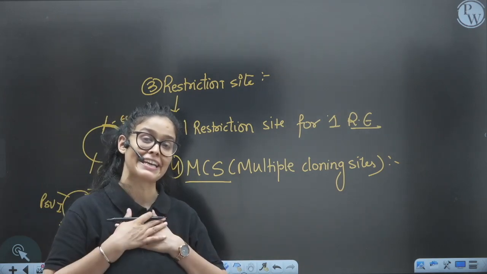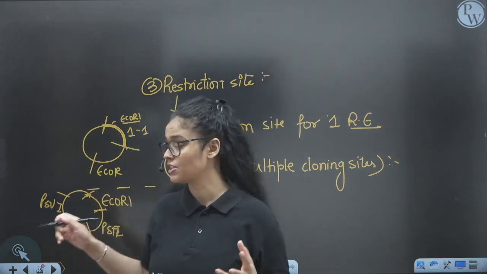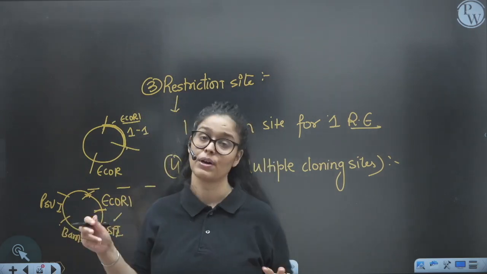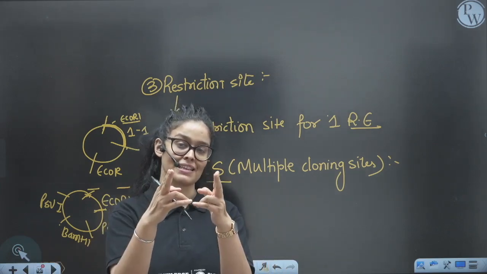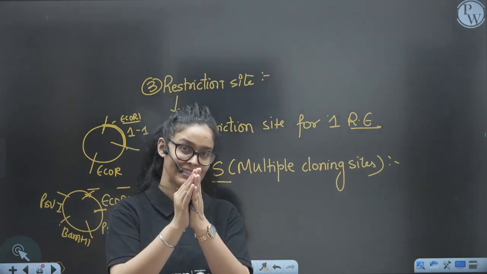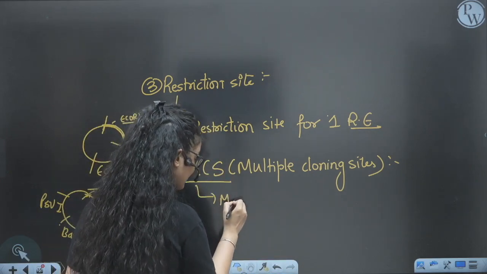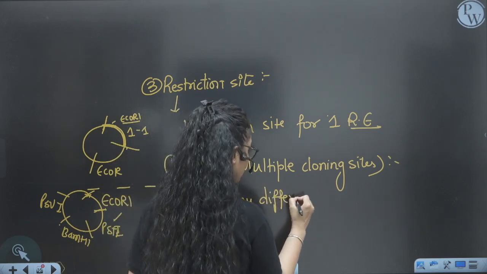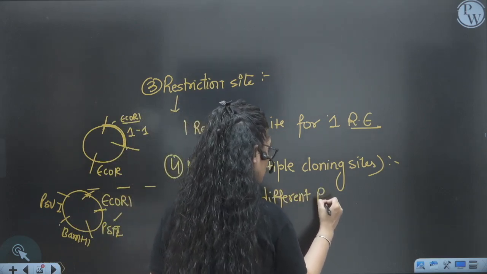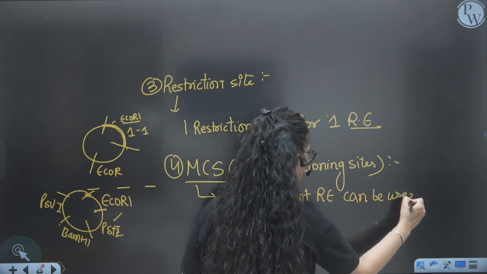So we have greater choice now. Suppose we want to paste our gene of interest at the site of PstI. We can use the PstI site also. We will cut with the PstI restriction enzyme and paste our gene here, right? So we have many options now. Many different restriction enzymes, not the same, can be used. So that means we have wider options now.